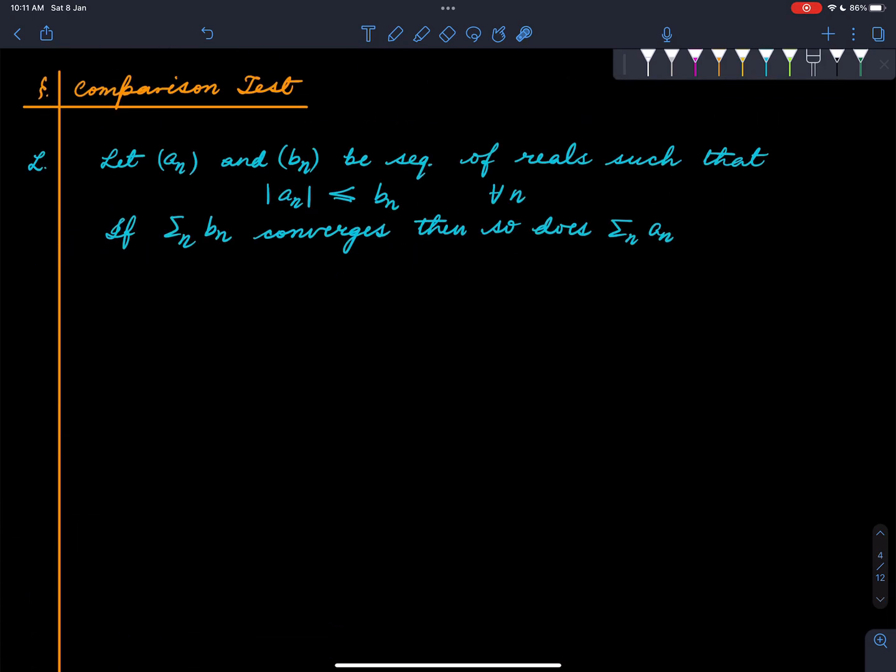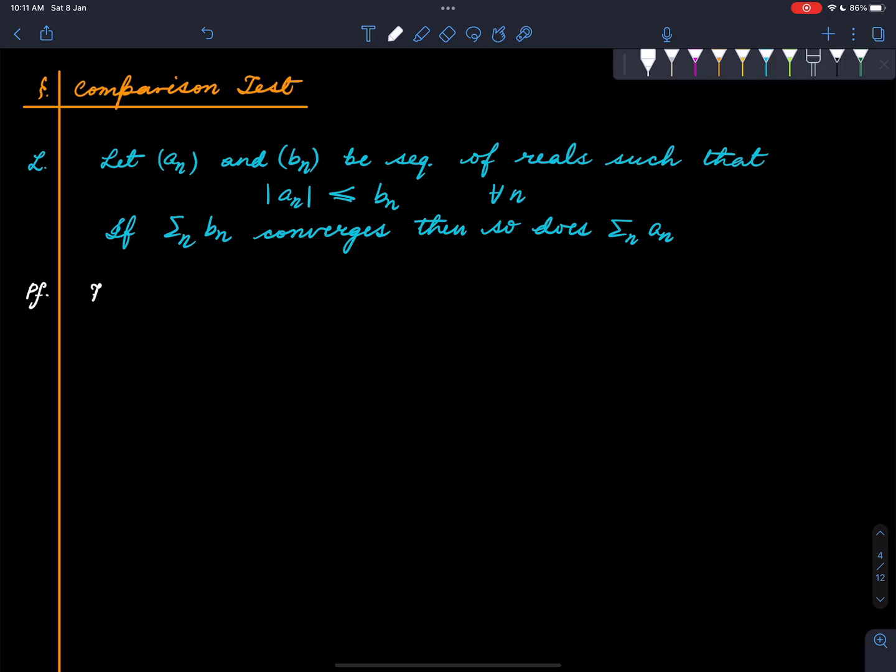The first thing we are going to do is something very simple. It's called the comparison test. We have two sequences of real numbers such that this kind of inequality holds, and we want to show that if the series formed by the second sequence converges, then so does the series formed by the first sequence. It's not surprising at all, but let's give a proof, and the proof is just a one-line use of the Cauchy criterion.